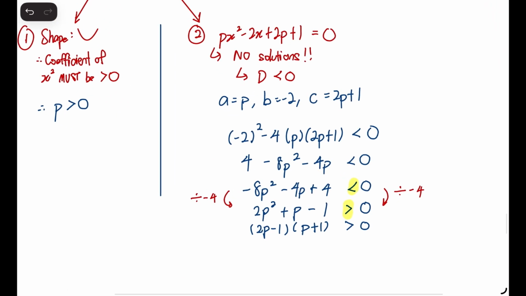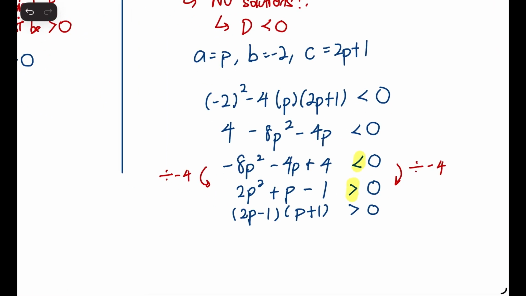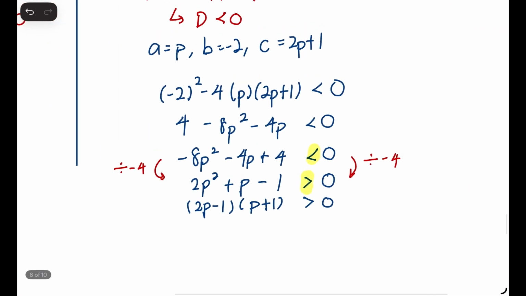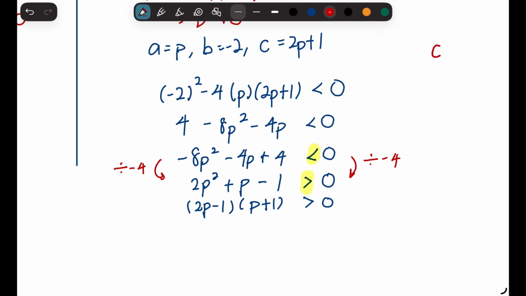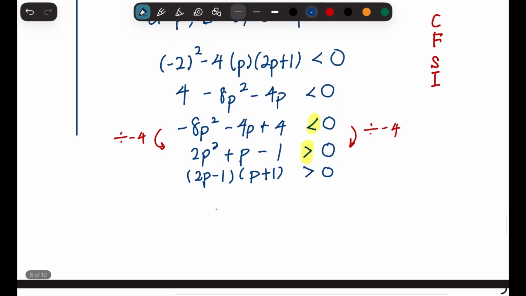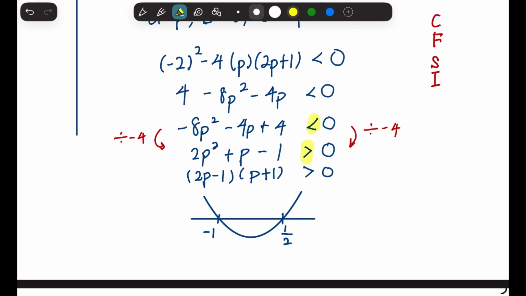Okay. So from here, we follow the same steps again. Let me write out the side. CFSI. Check right hand side 0, done. Factorize, done. Next step is to sketch. By sketching, I know this is a smiley face graph. The two intercepts are negative 1 and half. Since it is the inequality, the last step is to interpret.